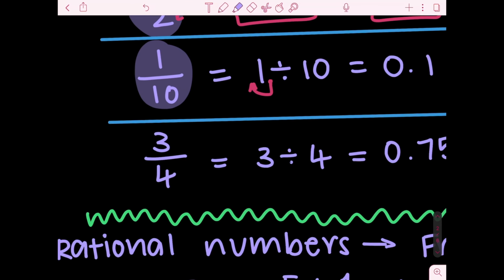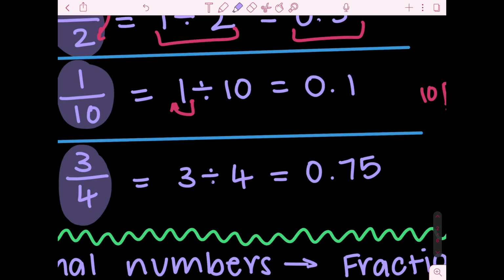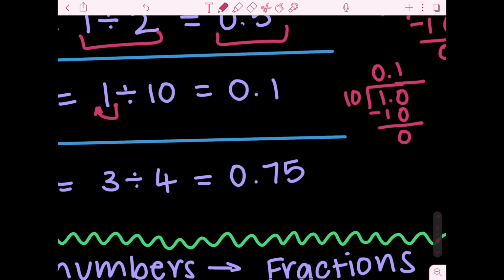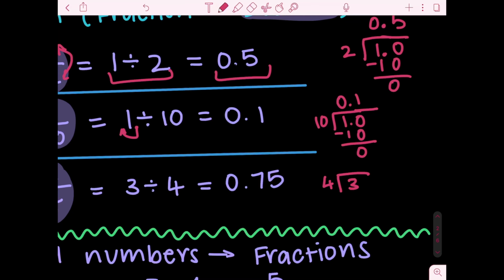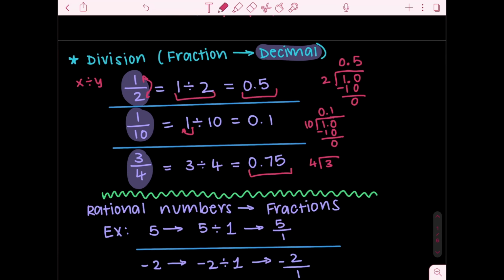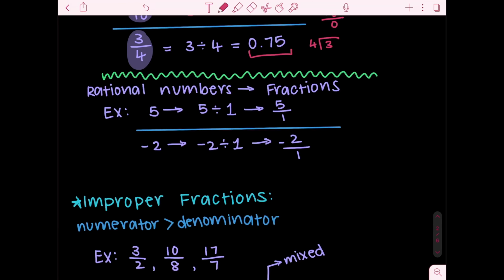Okay, and our final example is 3 divided by 4, or 3/4. So we're going to put this in the form of 3 divided by 4. You can do your division box and then figure that out, and you get 0.75. Okay, so we've got that out of the way.